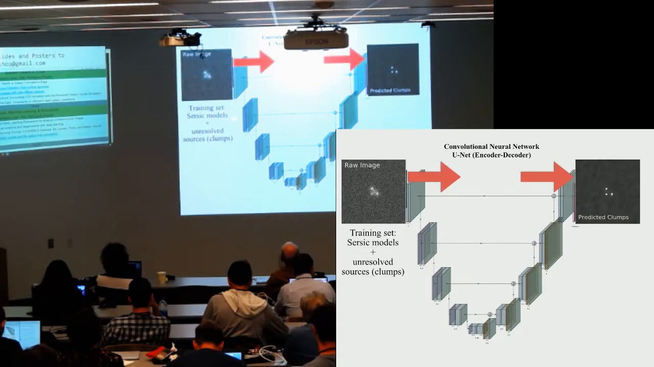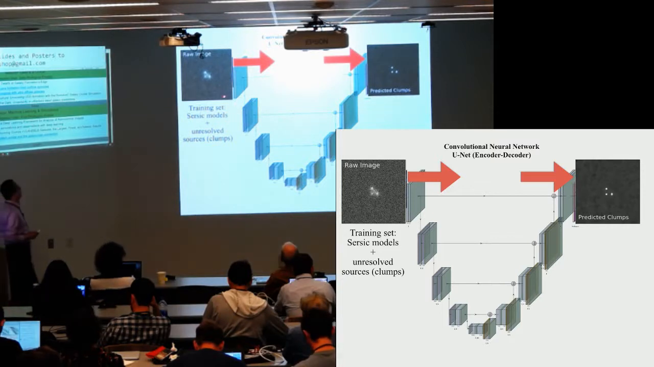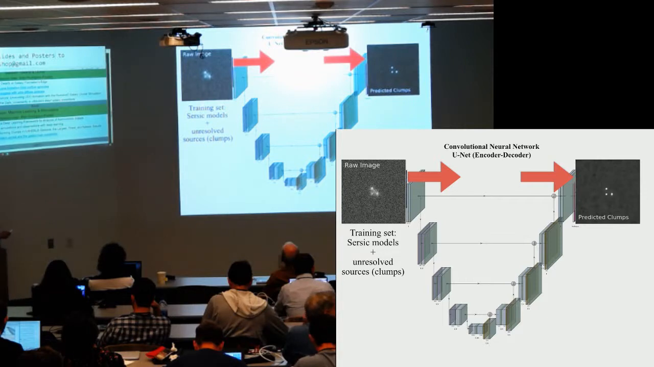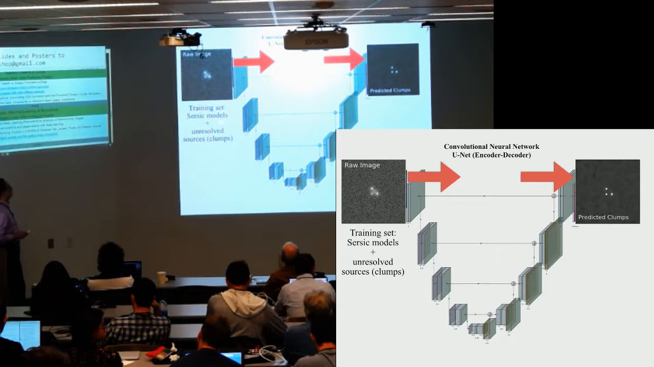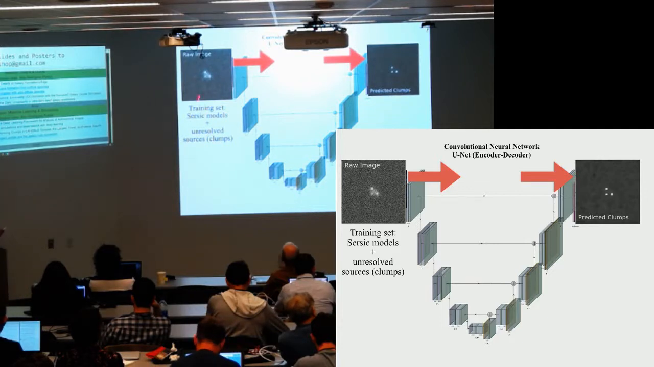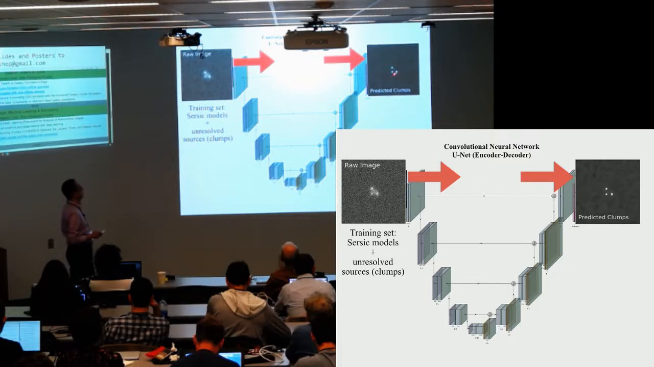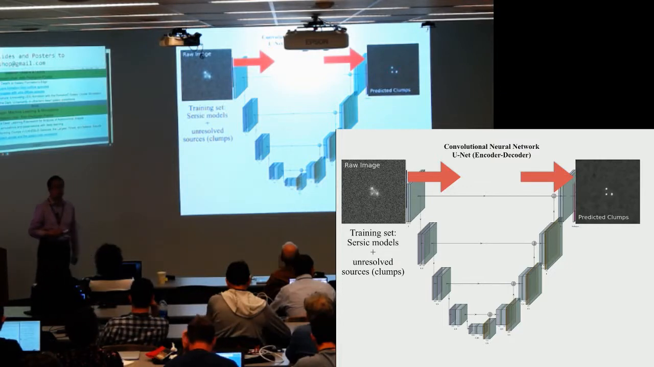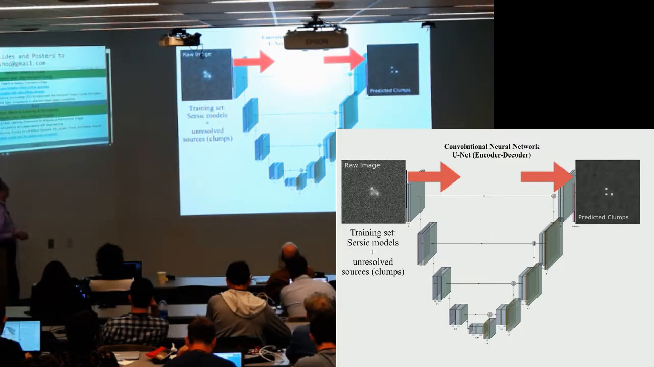Basically what we are doing here is we generated some simulated images as a training set. Those are not from simulation. Those are simply statistical models plus some unresolved sources, and those unresolved sources are clumps. Then we feed those raw images into the network. In the end, it tells us the predicted clumps and also the probability of the detection, whether you should trust it or take it as likely or not trust it.